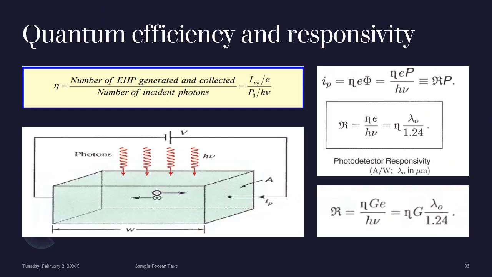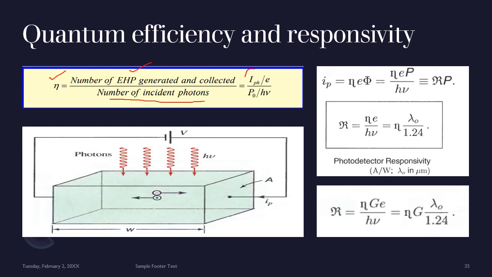So in this slide, we will discuss the quantum efficiency and responsivity of a photodiode. What is the basic definition of the quantum efficiency? It is given as the number of electron hole pairs generated and collected divided by the number of incident photons. All the incident photons don't create electron hole pairs. So the ratio of the number of electron hole pairs generated divided by the number of incident photons is called quantum efficiency. So how can we find the number of electron hole pairs generated?